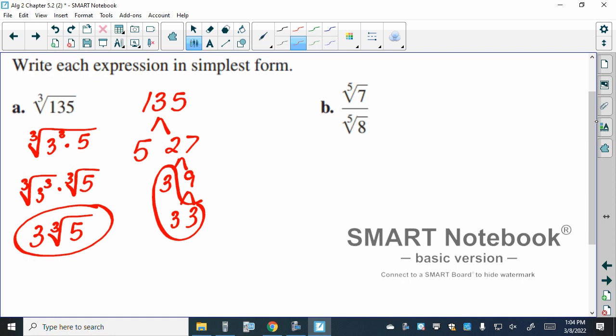B is the 5th root of 7 over the 5th root of 8. Well, we do have the same index, and will 7 divide by 8 evenly? No. So we have to do a different method for simplifying these here. Now the 7 is a prime number. There's no way we can rewrite it as anything else or a number to an exponent. But we do need to look at 8. Is there any way we could rewrite 8 as a number to a power?